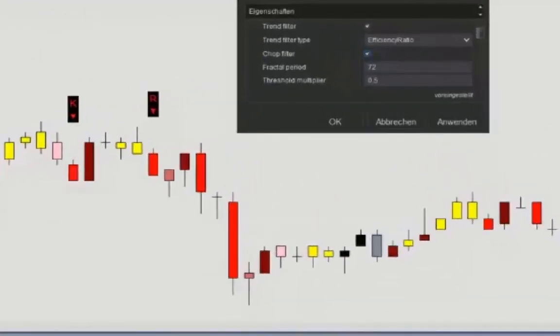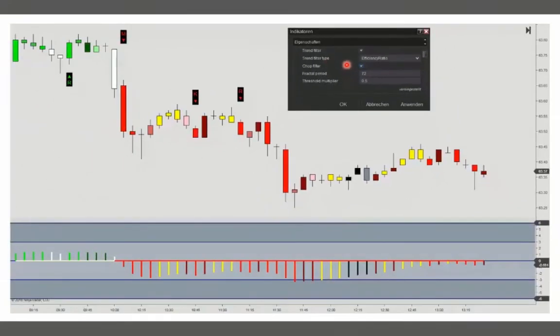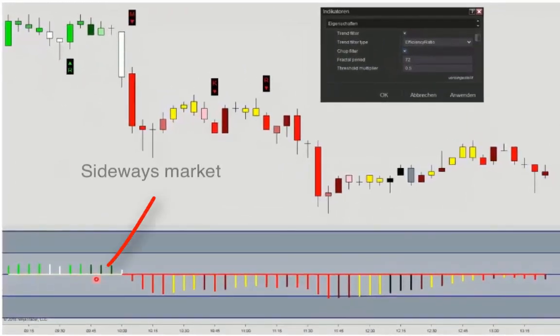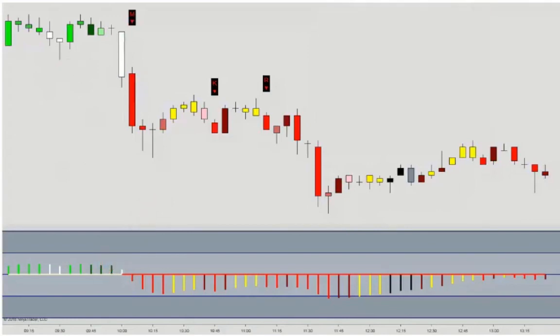Finally, we have also added the efficiency ratio as a trend filter to this update. So if you choose that, you can also activate a chop filter that removes signals that plot in a presumed sideways market. So here we have an example of that. You see this is not a green zero line, it's cream colored. And so that is a neutral trend. So in this case, by activating the chop filter here, we will get rid of this failed secondary retracement signal. And you see now that's disappeared up here.